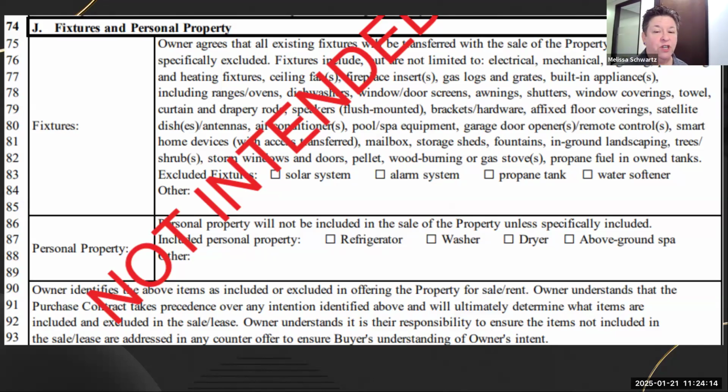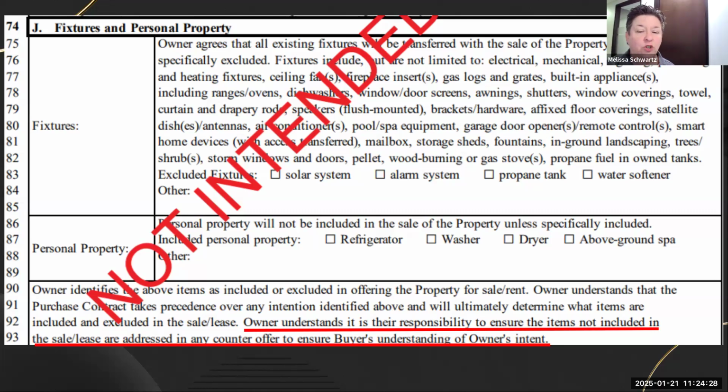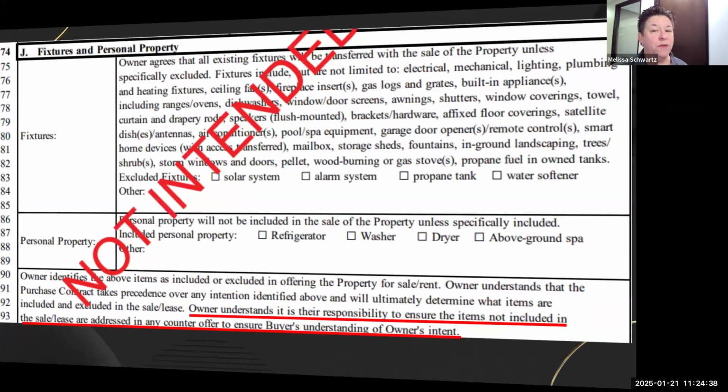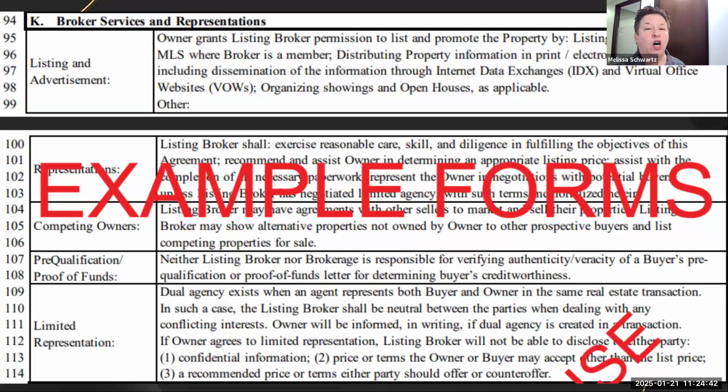Fixtures, this is talking about the fixtures in there and personal property. This is the listing agreement, very similar to our listing agreement, right? Owner understands it's their responsibility to ensure the items not included in the sale or lease are addressed in any counteroffer. Very clear to the owner, it's on them if that does not get put in there. They can tell you all this stuff, but if they don't make sure that goes in there, that goes back to them. Owner grants permission to advertise. Representations. This is our agency, right? Fiduciary. Competing listing broker may have other properties similar. Limited representation. This does talk about dual agency. Remember, there's no separate agency form, so this is covering your agency.